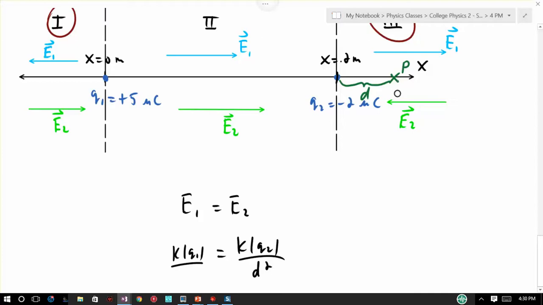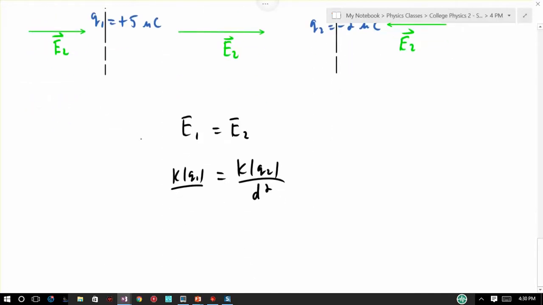Is the distance between the charges, which is 0.2 meters, right? Plus D, right? That's the distance between them. So it's D plus 0.2 meters, right? That doesn't look good, but you get the idea. That's the general sort of equation. Now what we want to do is find D.